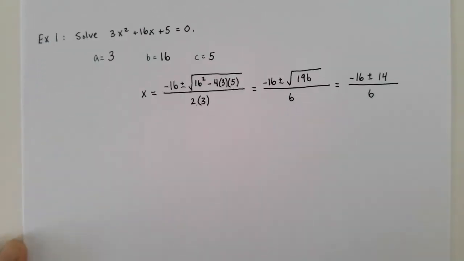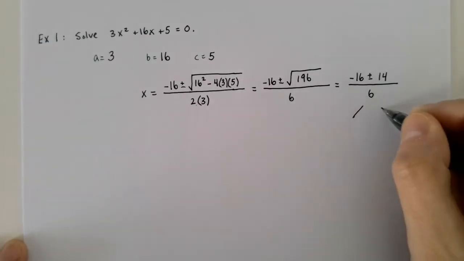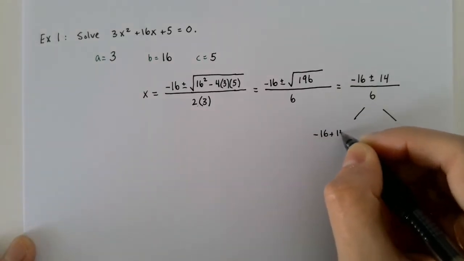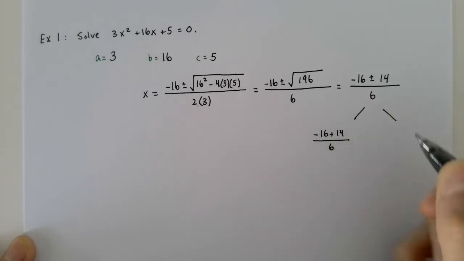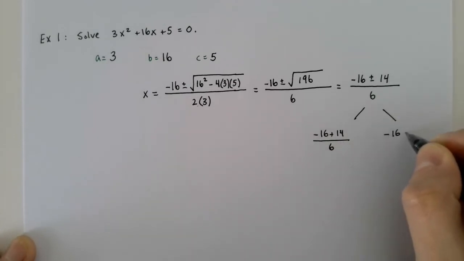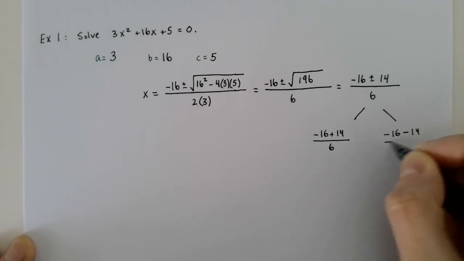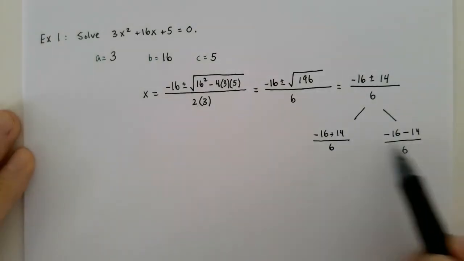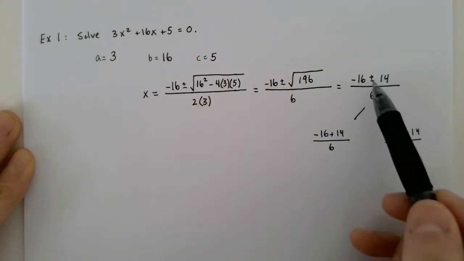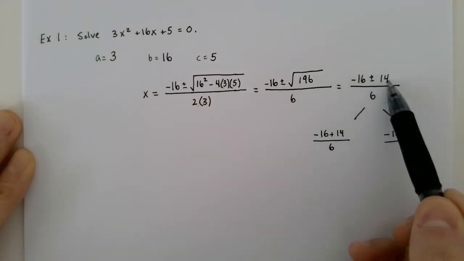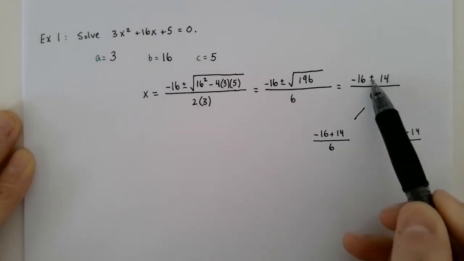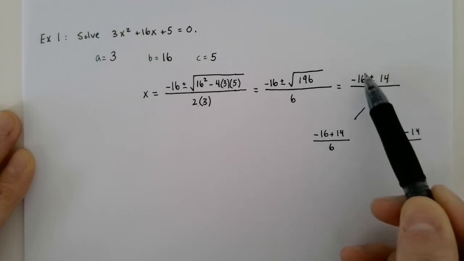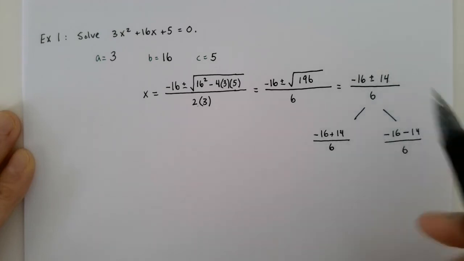Okay, so what this means, this is actually two different equations. We have -16 plus 14 all over 6, but we also have -16 minus 14 all over 6, all right? So we need to figure out what those two values are. We don't want to leave it like this because we actually do have like terms, so we can simplify. The only time you leave it in plus minus form is if you have unlike terms, like one integer and one radical or something like that.